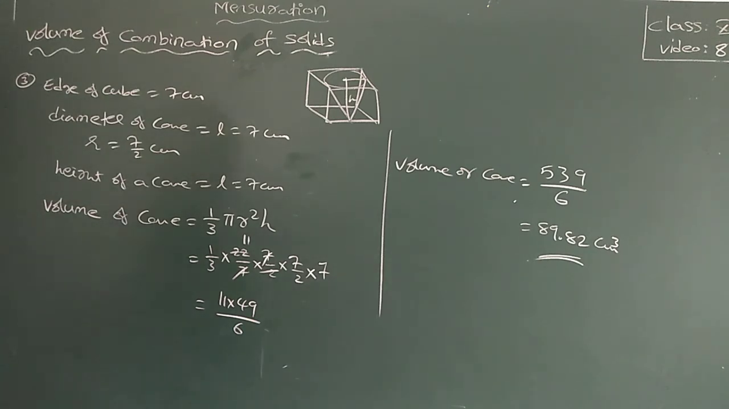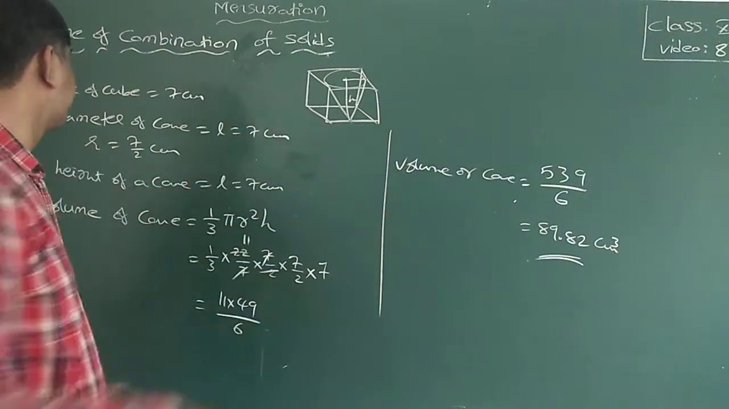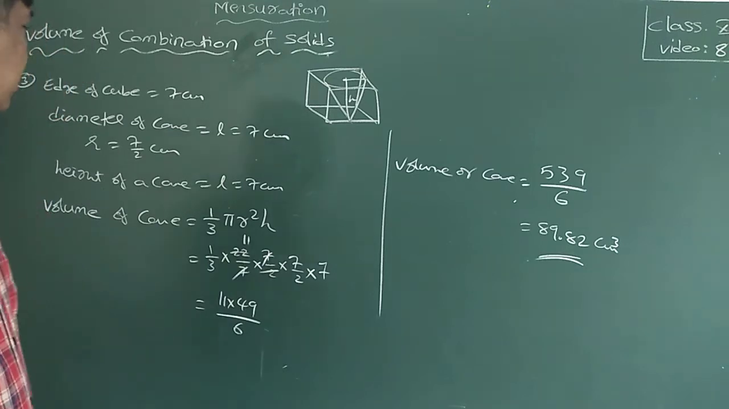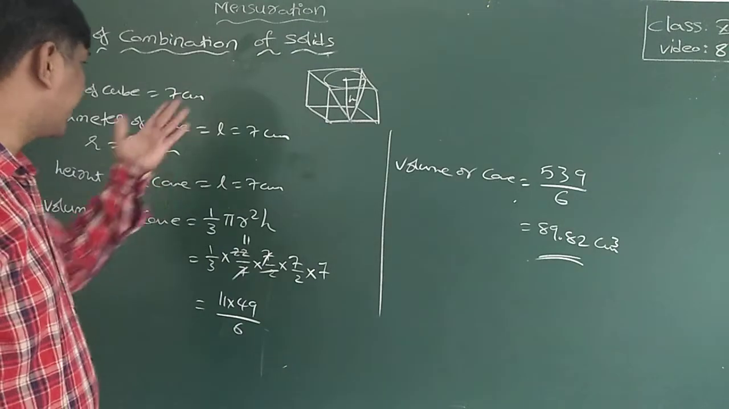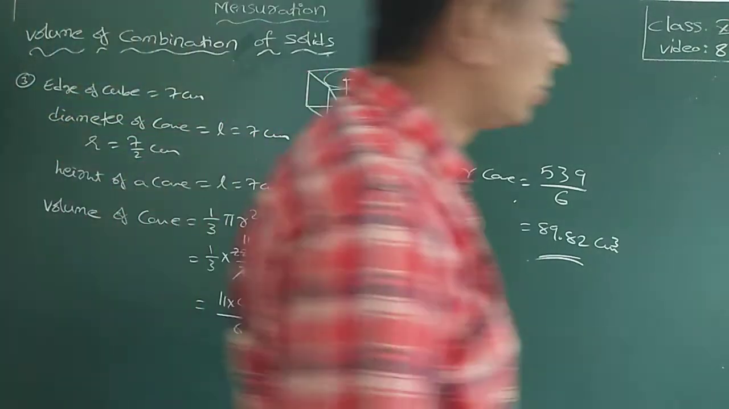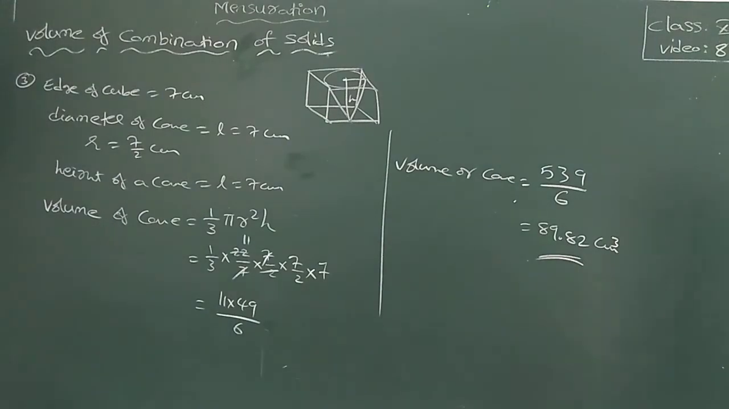Okay, the maximum edge of the cube is the diameter of the cone. From that, radius and height are given, simplify everything and you will get the answer. That is 89.82 cubic centimeters.